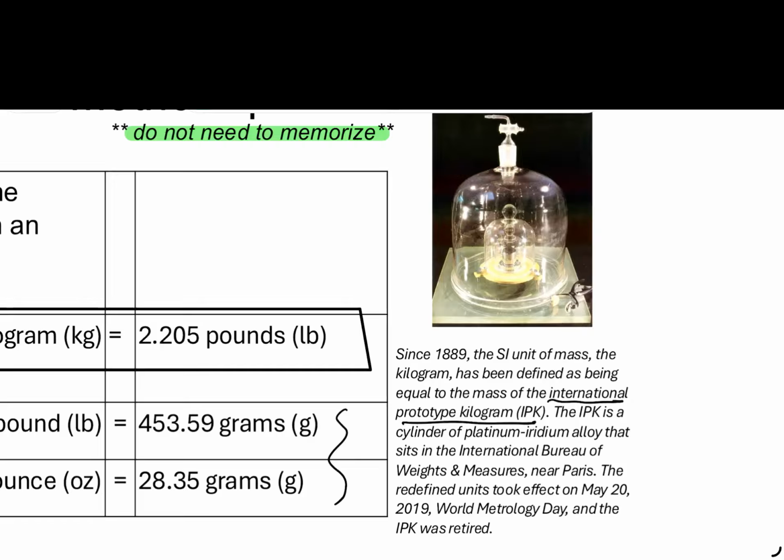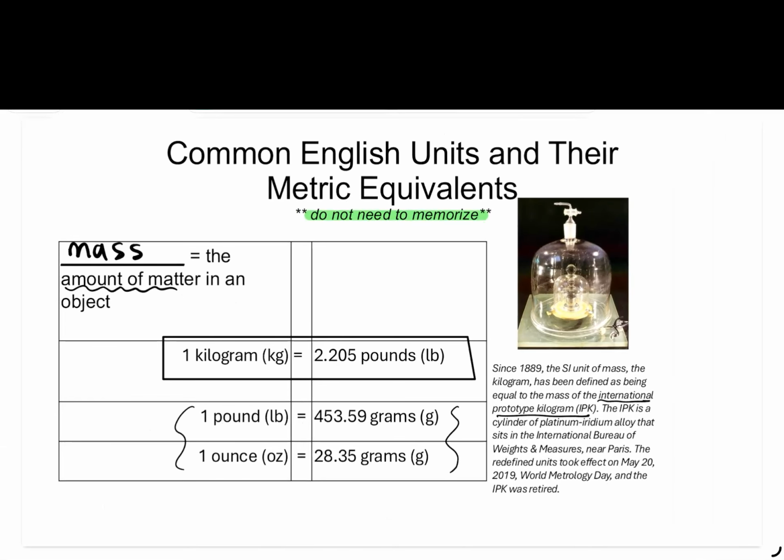There were actually 5 international prototypes around the world, and that's really important because people had to compare the kilogram that they had in their lab to the kilogram that was standardized around the world. And now it's actually a constant that's being used, Planck's constant. But again, it's really important that there is a standard way to understand what a unit is.